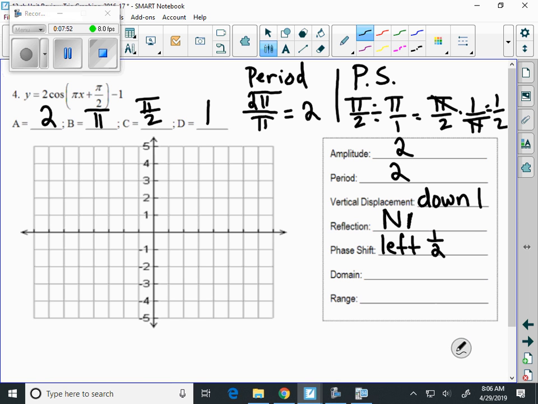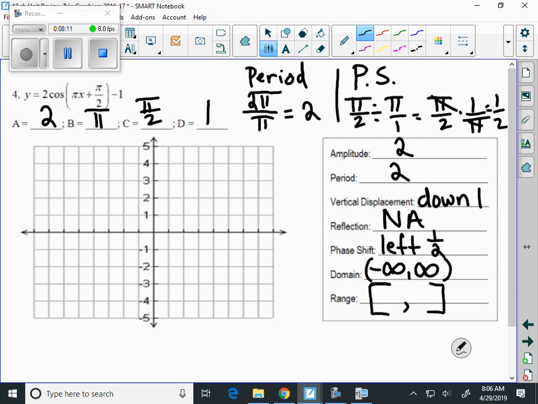By the way, we do not have a reflection. There's no negative on the 2 out front of the function. There's no negative on the pi inside the function. And this is still a sine or cosine graph. So our domain is this. Eventually, for our range, we'll have something in between there.